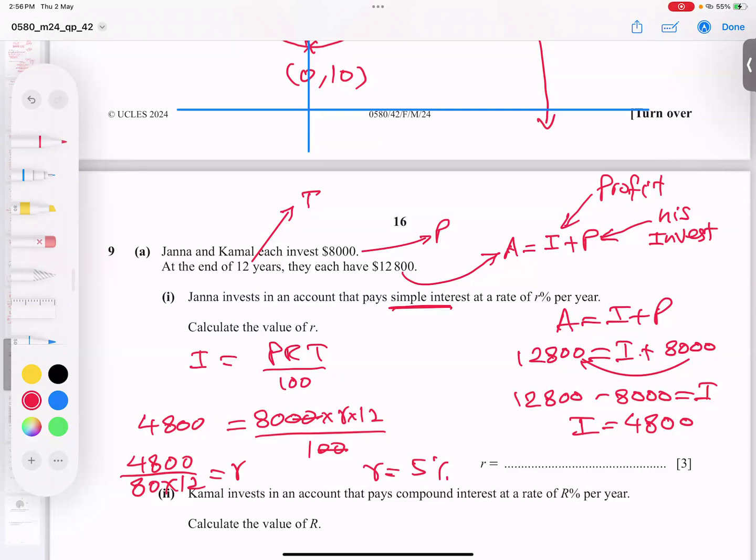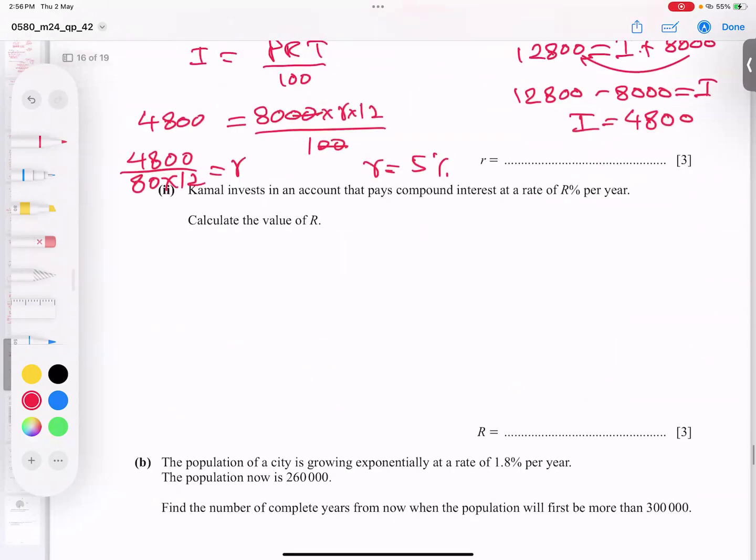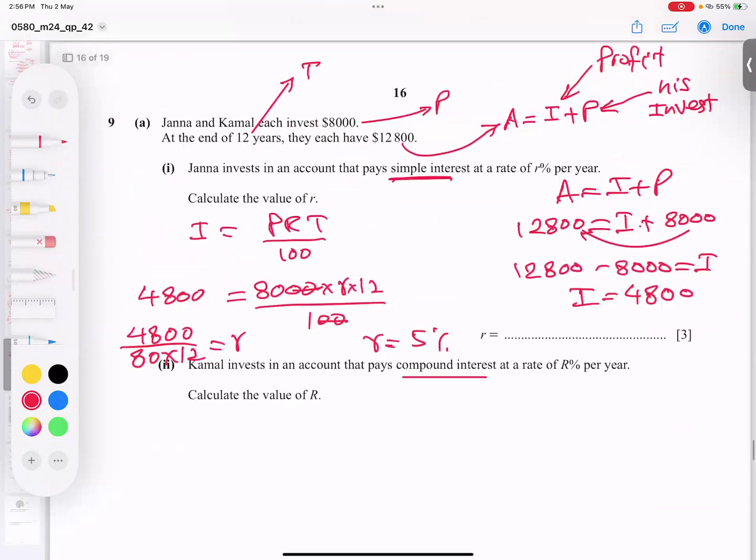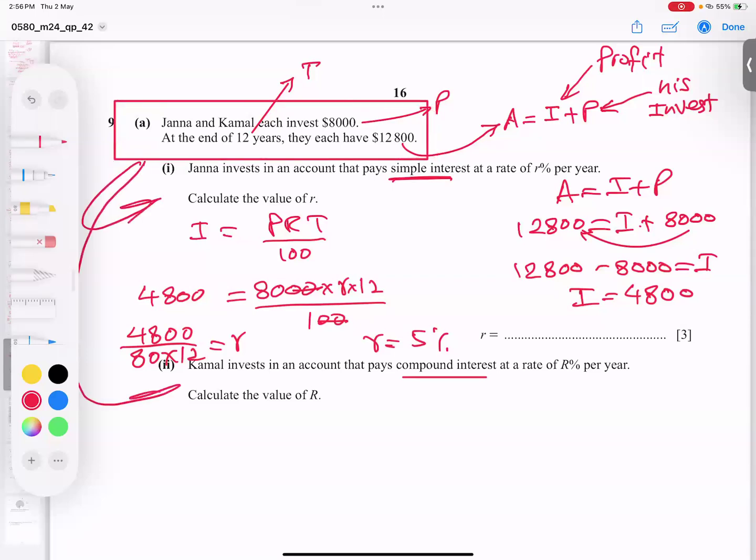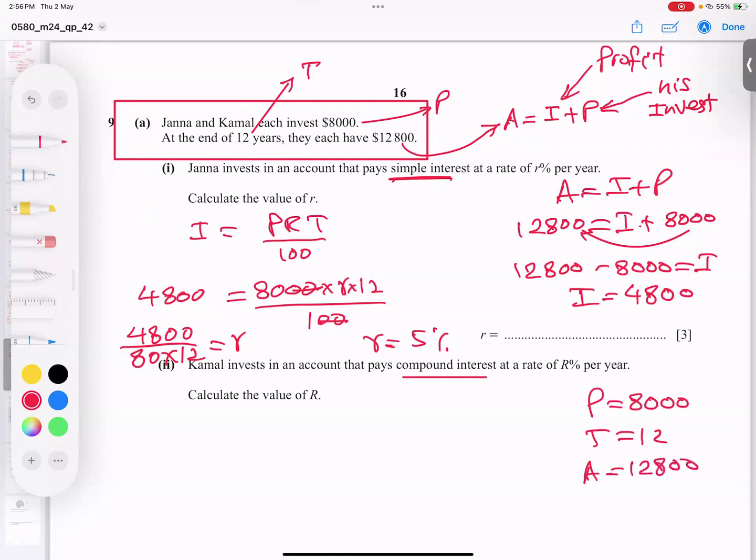And what is the next part, students? K invests in an account. The second person invests this amount. Let me tell you, this is a title paragraph that implements on part 1 and on part 2. So in his investment, it remains P. The investment is P and the time remains 12 years, and A becomes $12800, because at the end of 12 years he has this money.